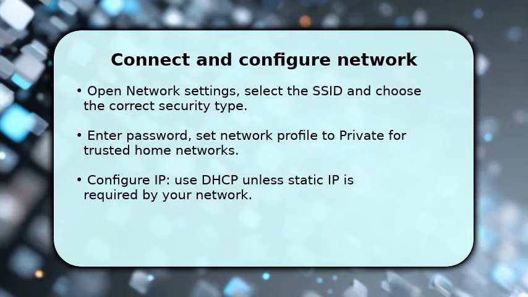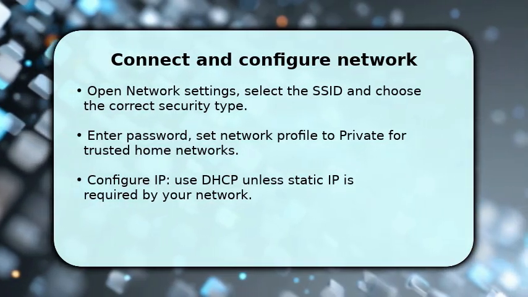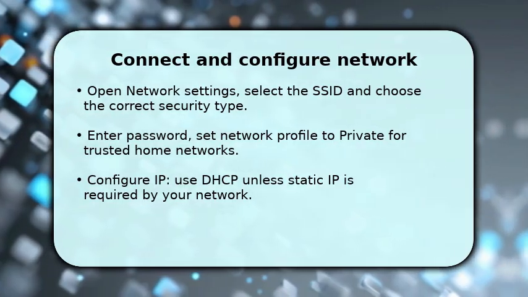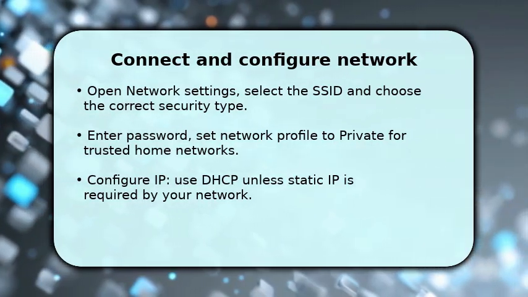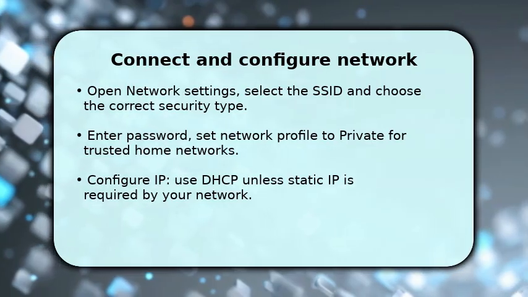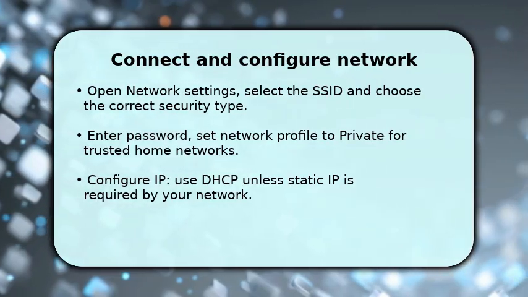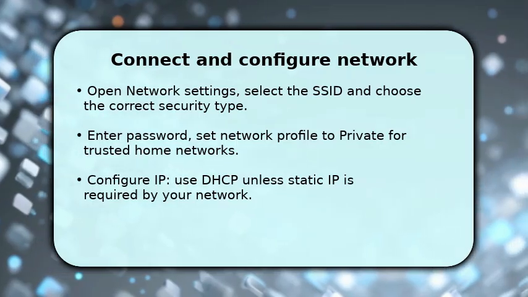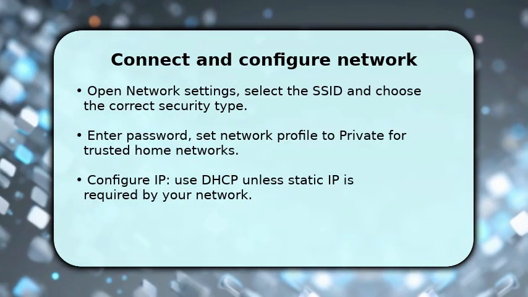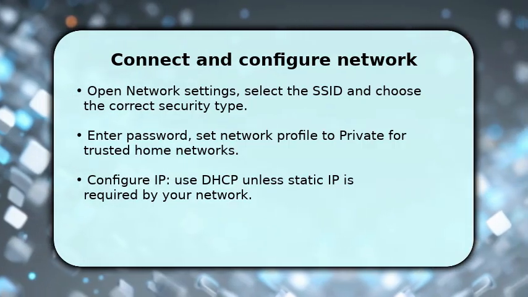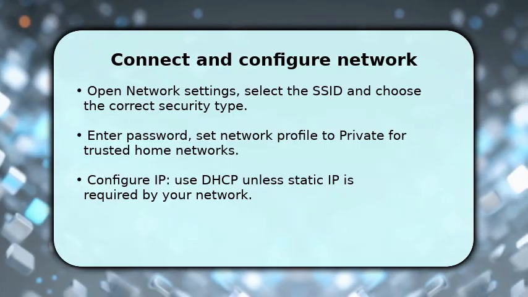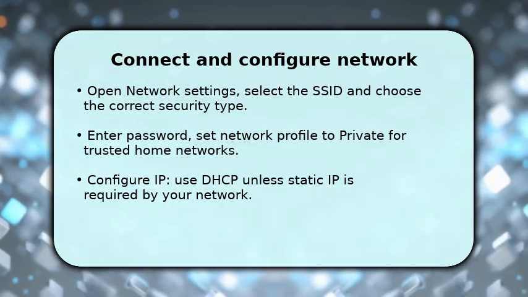Now you connect and fine-tune settings. Open your system's network panel, scan for the SSID, and select it. The system will prompt for the Wi-Fi password. Enter it carefully, then pick a private or home profile if you trust the network. This enables device discovery and file sharing. Make sure the adapter's IP4 is set to DHCP for most homes. Only set a static IP if your router requires it. Finally, test browsing and a speed test to confirm throughput.